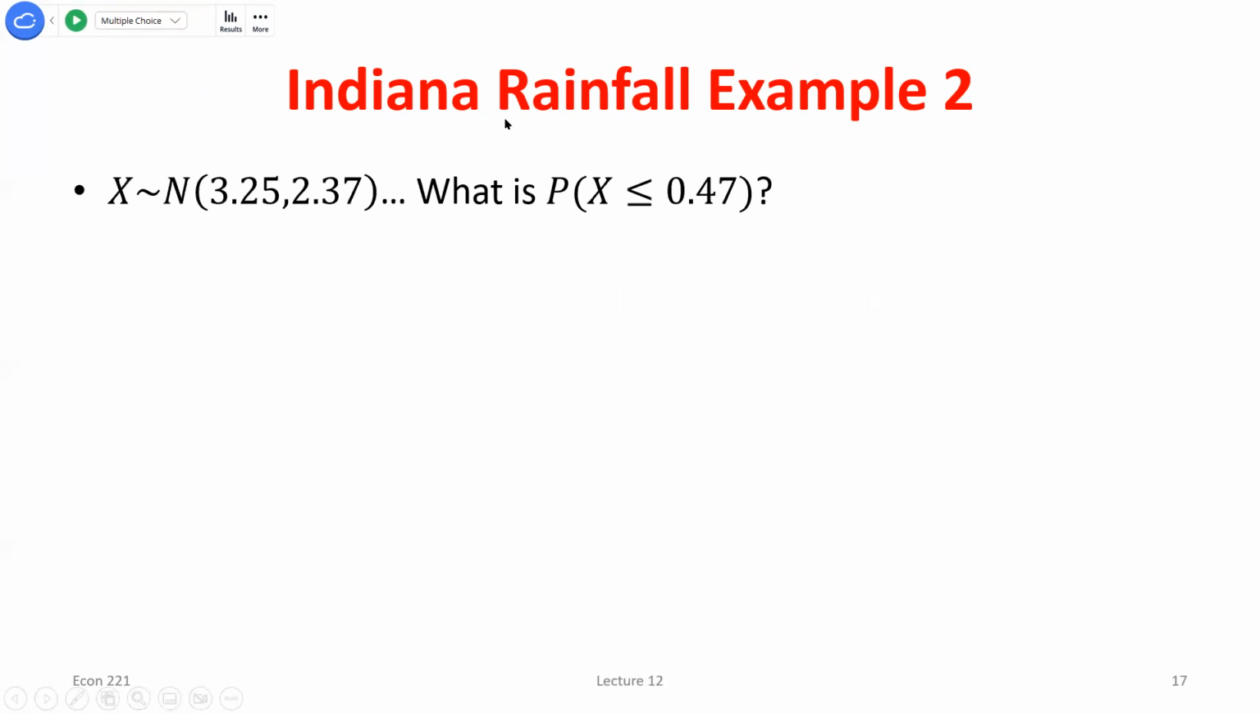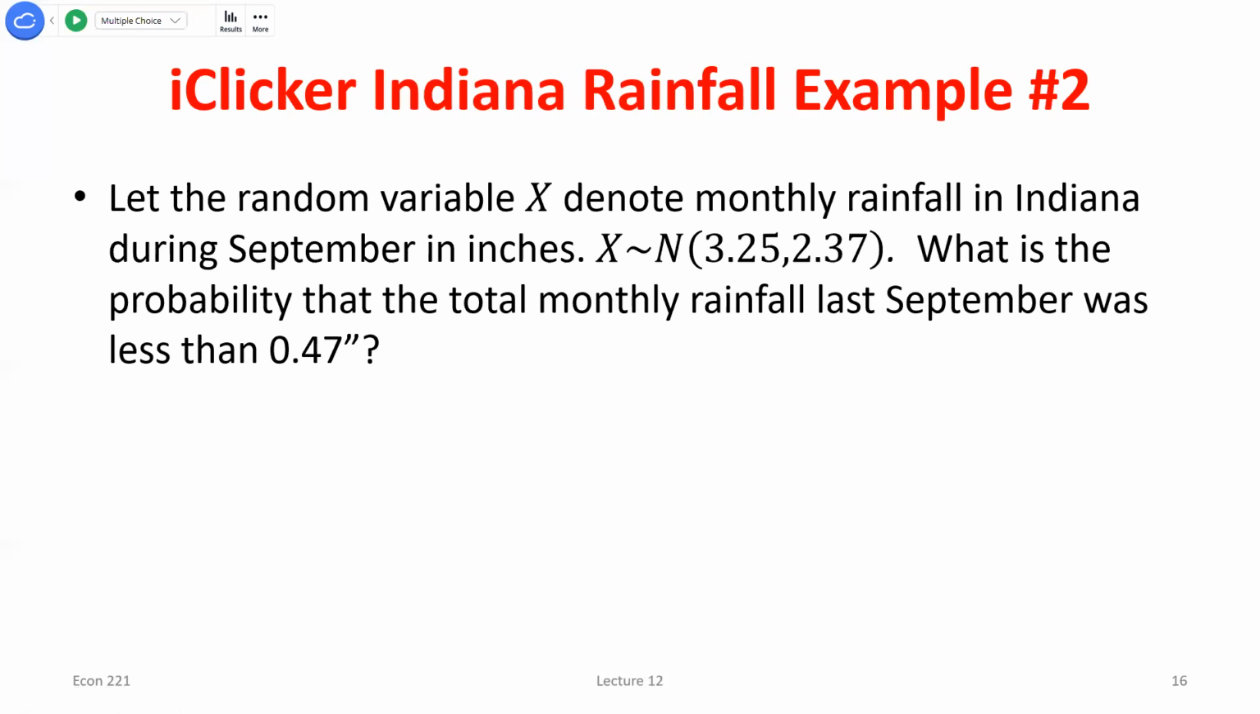So how am I going to approach this one? The first thing I do is always draw it out. We just worked through a problem that's very similar. So if I draw this out, I've got this normally distributed variable, which is rainfall in September. It's normally distributed around what value? 3.25. The variance is 2.37. Once again, something that might make this easier is to calculate the standard deviation. If I do that, I get about what? 1.54. Then I ask, what's the probability you saw 0.47 inches of rainfall or anything less?